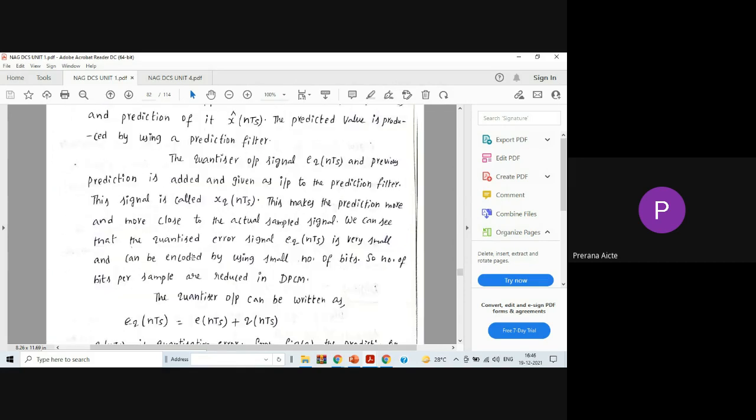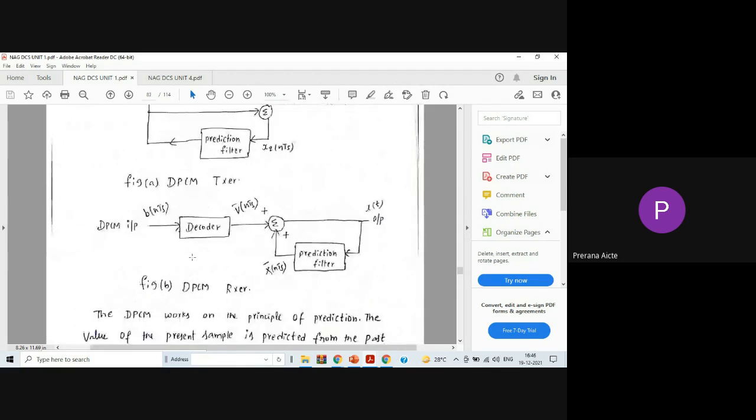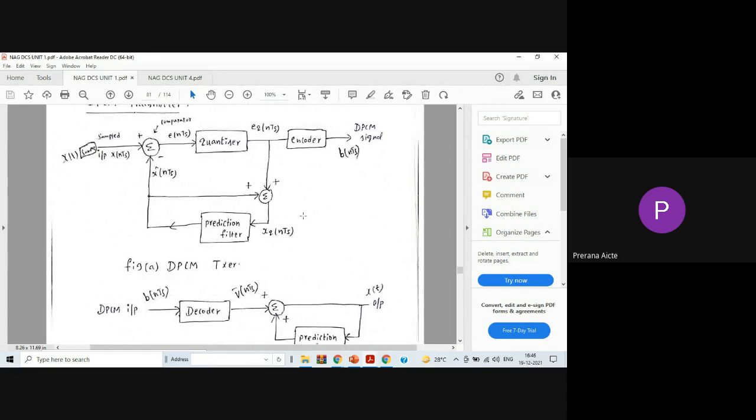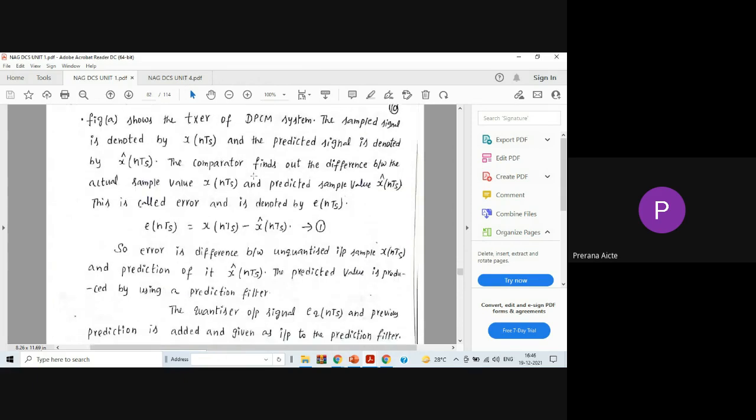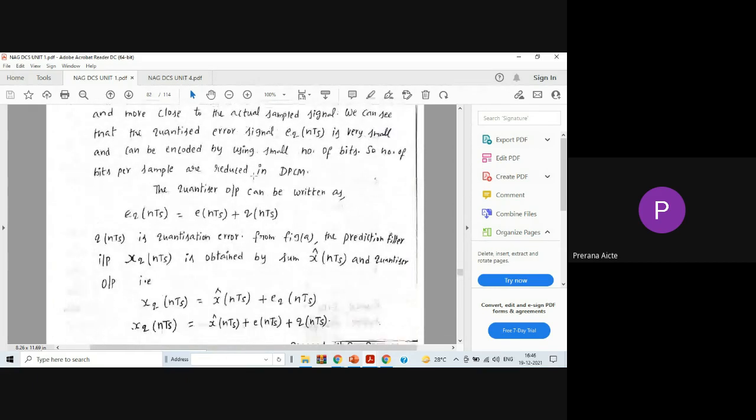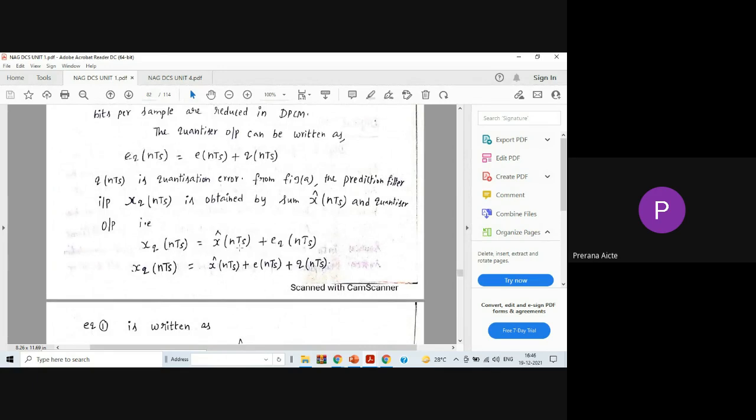Then how do you define the prediction filter input xq(nTs)? See, what are the inputs going to the prediction filter here? eq(nTs) is coming, and x̂(nTs) is coming to act as input to the prediction filter. So we write xq(nTs) equal to x̂(nTs) plus eq(nTs), right? And what is eq(nTs)? Which is e(nTs) plus q(nTs).